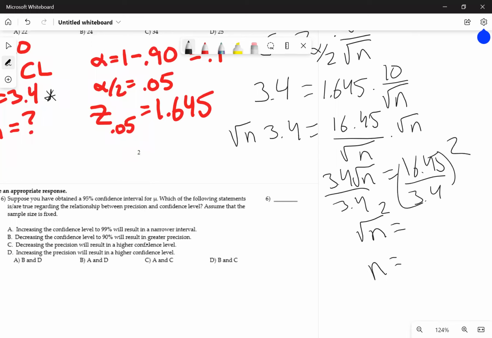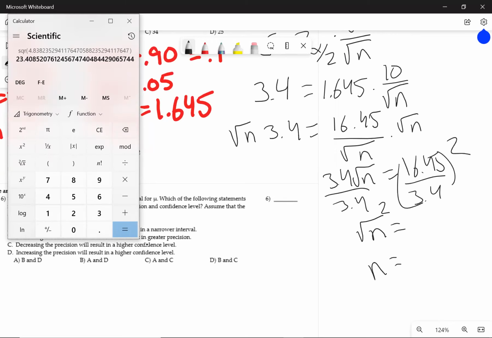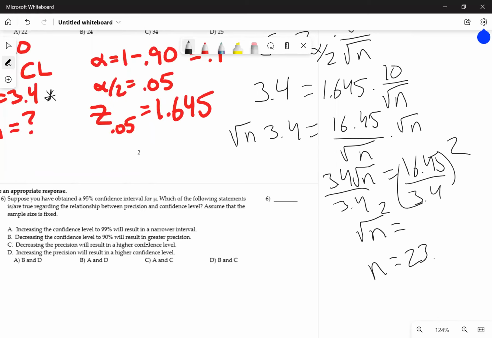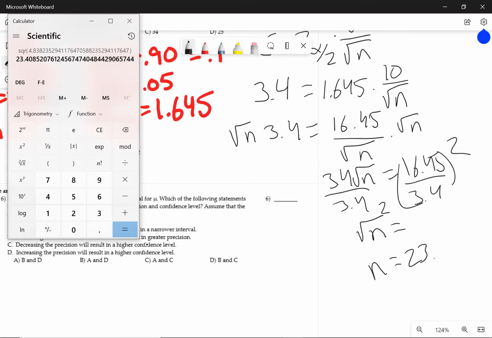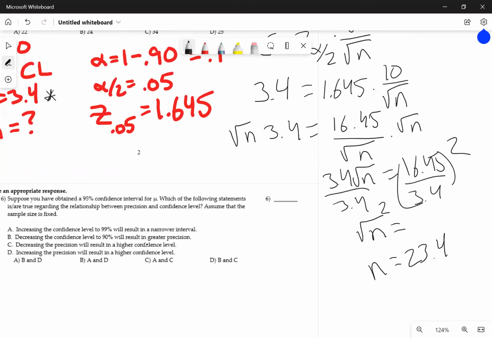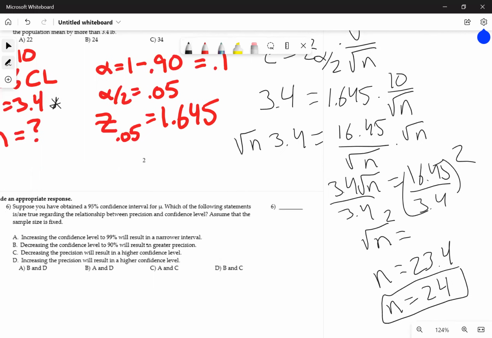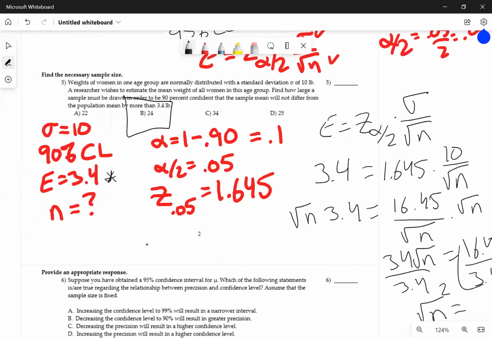So n equals, and I'm going to square this answer. And that gives me 23.4. But I need at least 23.4 to give me that confidence interval. I can't have 0.4 of a person. If I have less than that, then I won't get my confidence interval. I must round up. So I need to have 24 people in my sample. And there we go, 24.